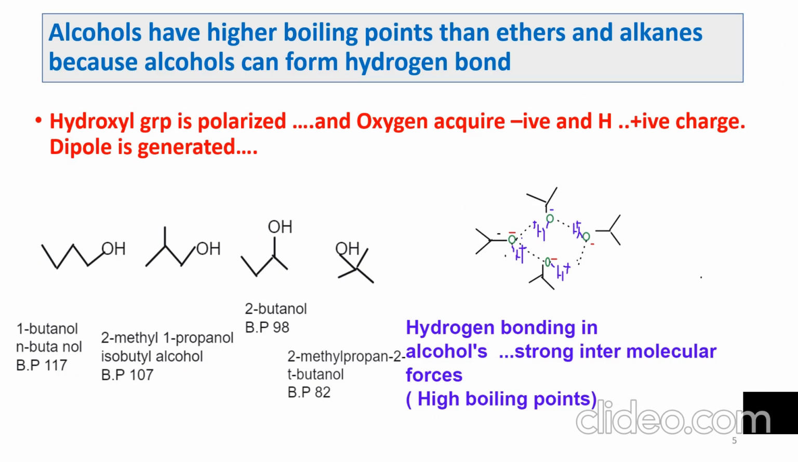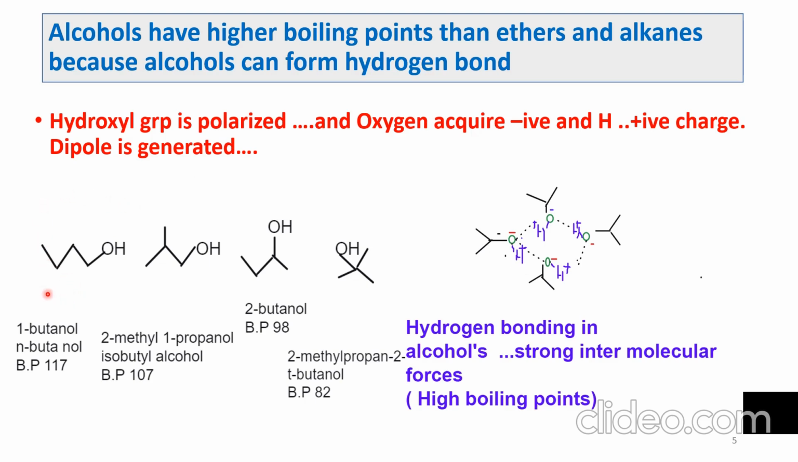Alcohols have a higher boiling point in comparison to other hydrocarbons having equal molecular mass. This is due to the presence of intermolecular hydrogen bonding between hydroxyl groups of alcohol molecules. The hydroxyl group is polarized because oxygen acquires a negative charge and hydrogen acquires a positive charge. So this generates a dipole in the molecule. Generally, the boiling point of alcohol increases with the increase of carbon chain.